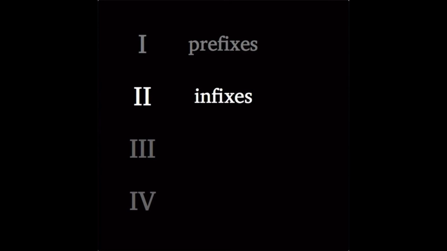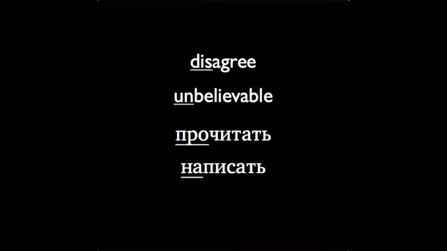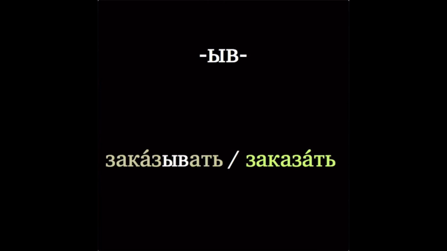What's an infix? Well, if a prefix is something that you put at the beginning of a word, an infix is something that you put in the middle of the word. And the one that you'll see most often is uv. So, if we take the perfective заказать, we can put uv right in the middle to get the imperfective заказывать. Notice here that we're using the perfective as our starting point.